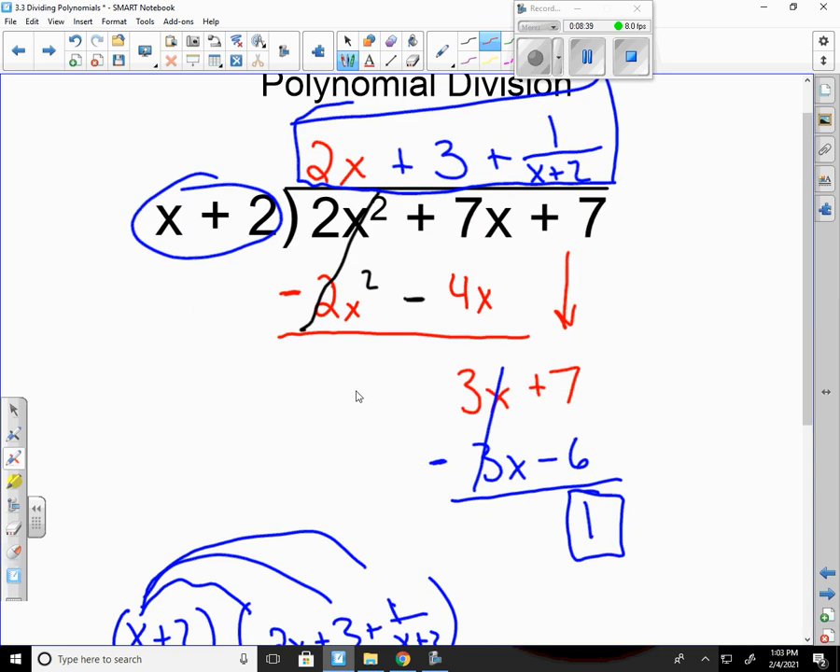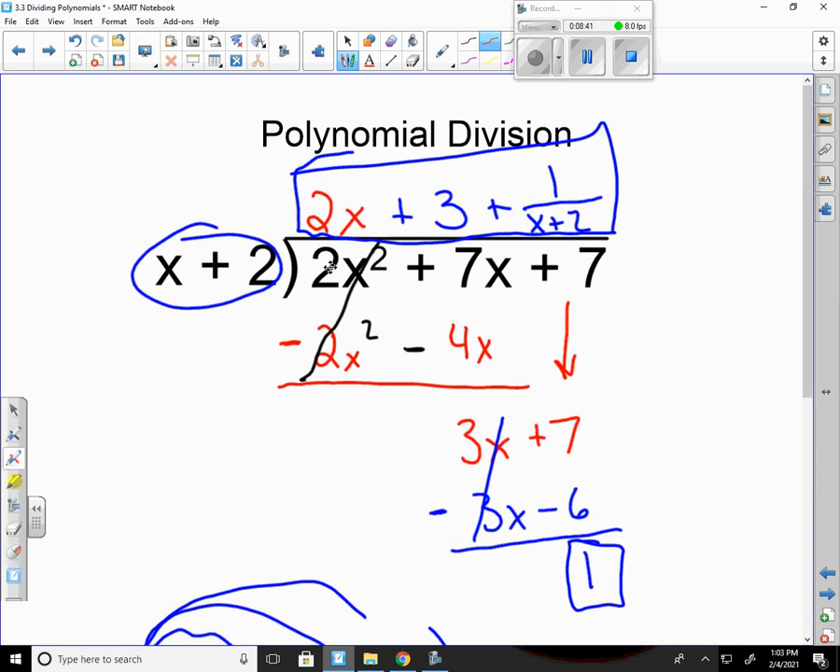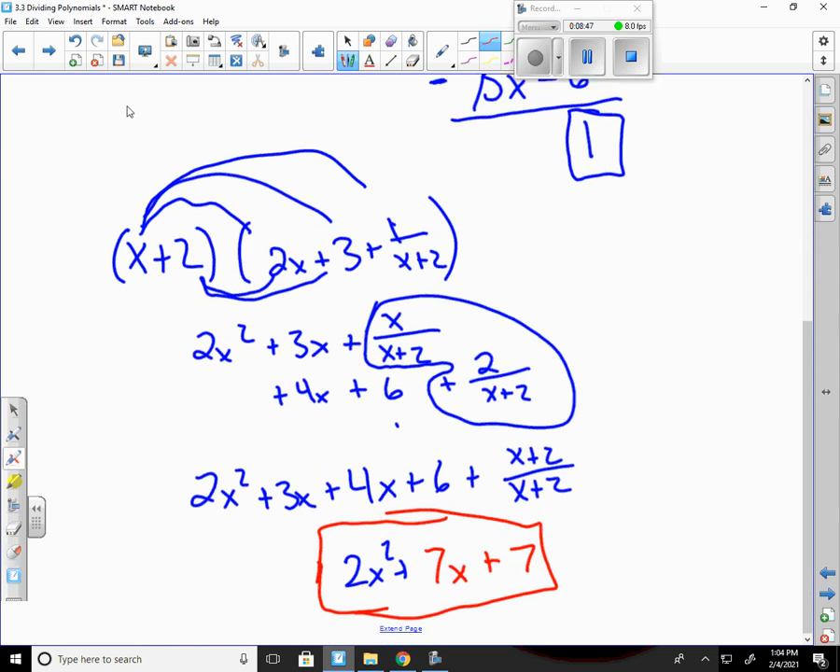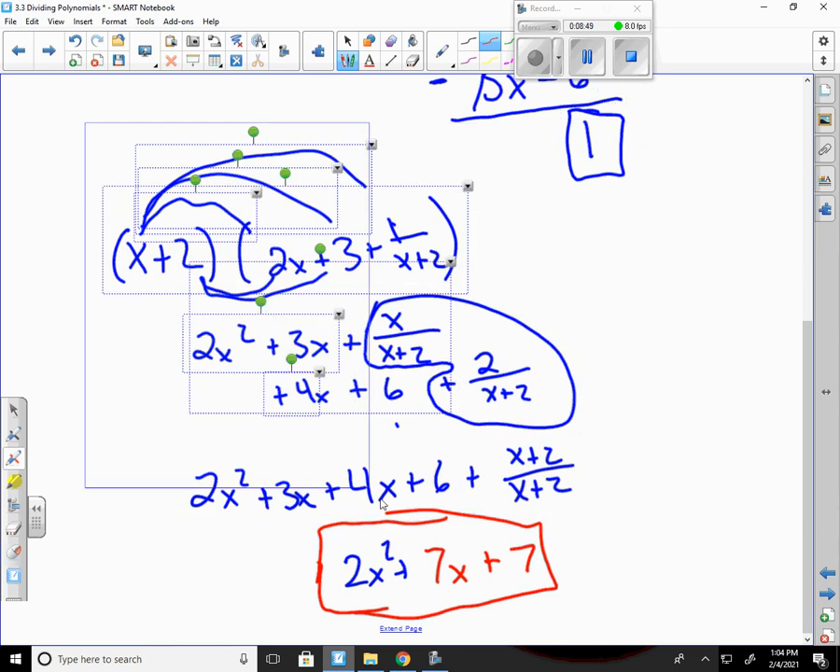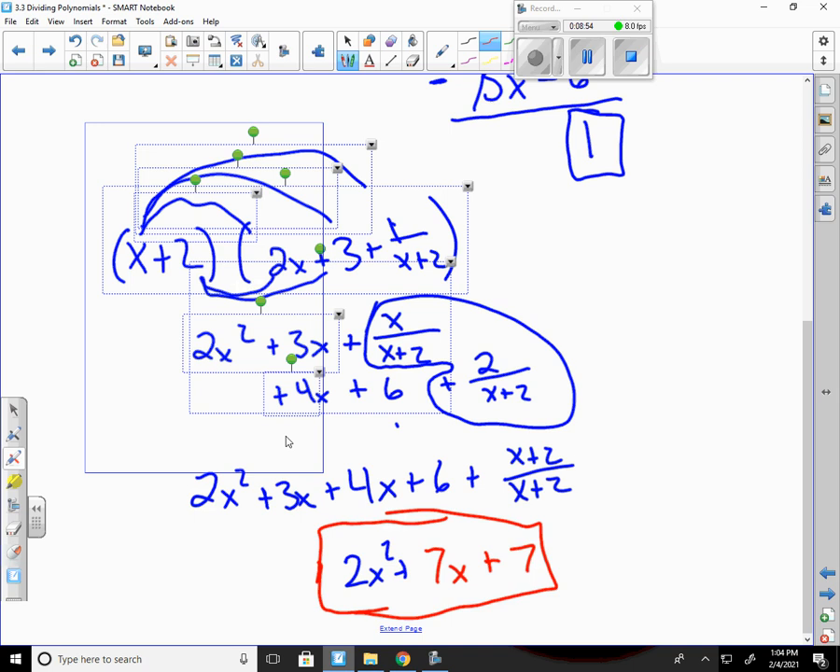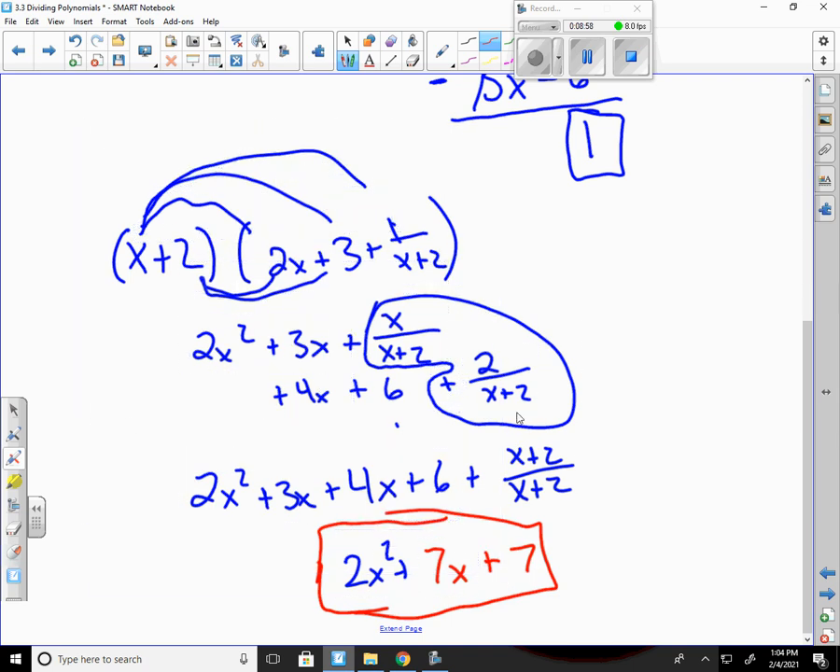If I look up at the top, my original was 2x squared plus 7x plus 7. This isn't a step that I'm going to make you do every time, all of this. That is just checking my work to make sure that if I multiplied this out, I would actually get back to the original.